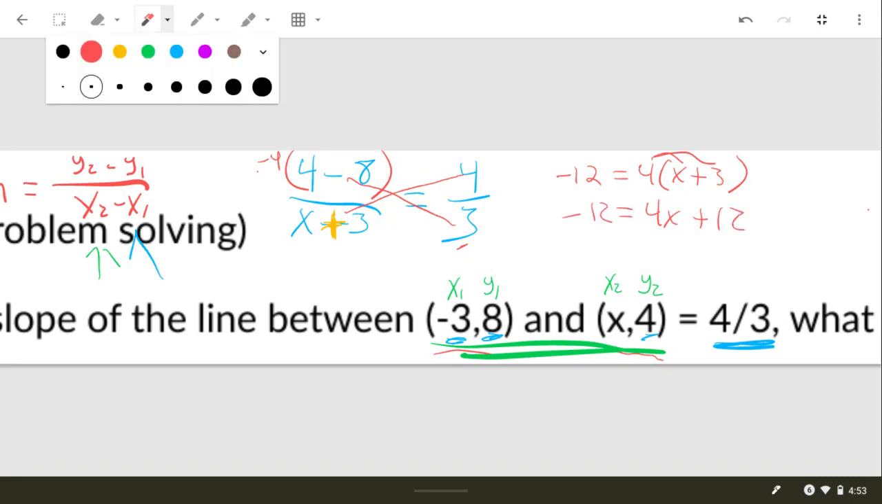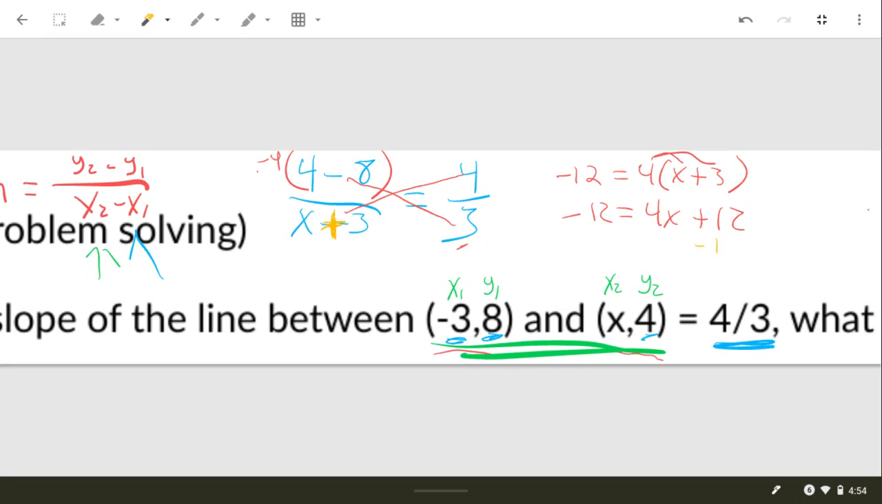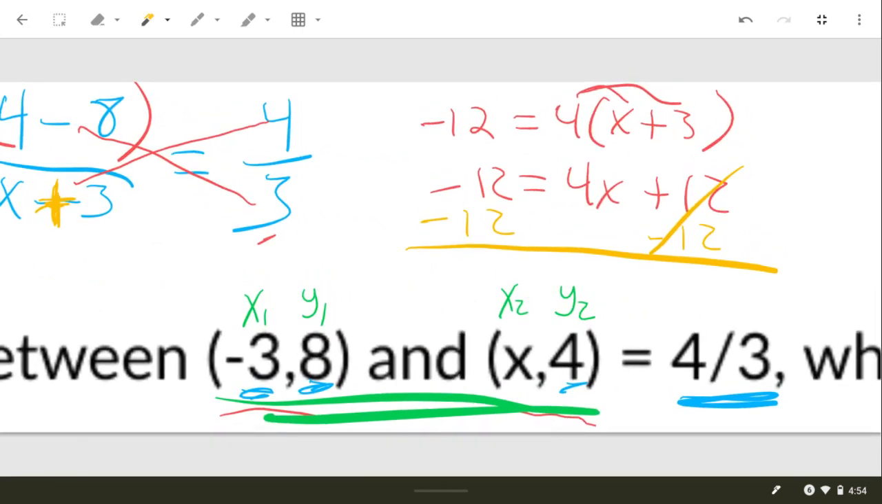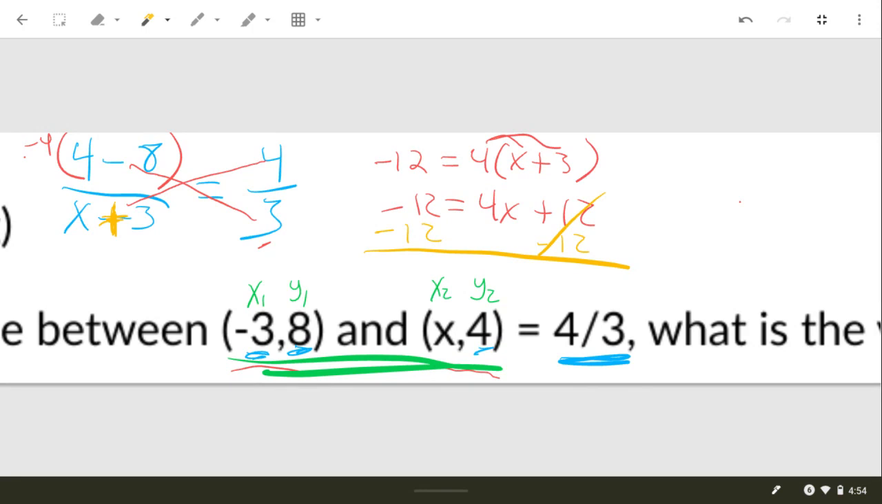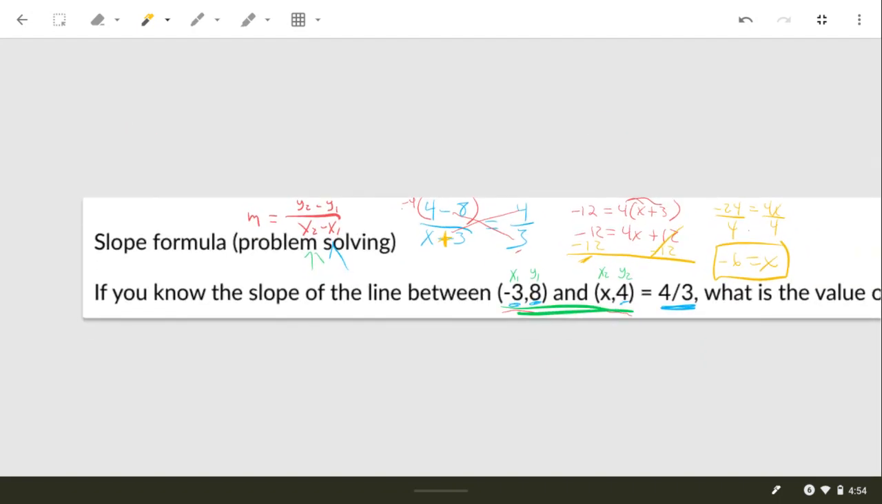All right. We'll subtract 12 from both sides. Those will cancel. And this is going to give us -24 on the left side equals 4x. Then you'll divide by 4. And you'll get -6 is equal to x. And that's it. All right. You could actually plug in -6 for x and do the slope formula and see if you get 4/3. Okay.